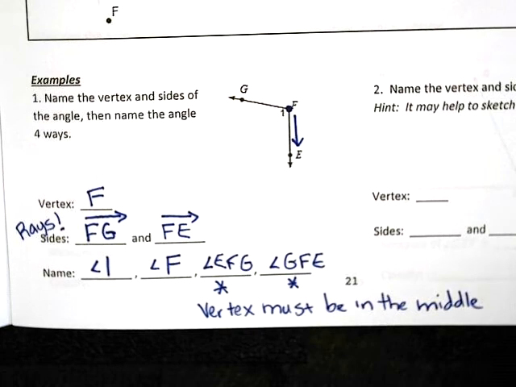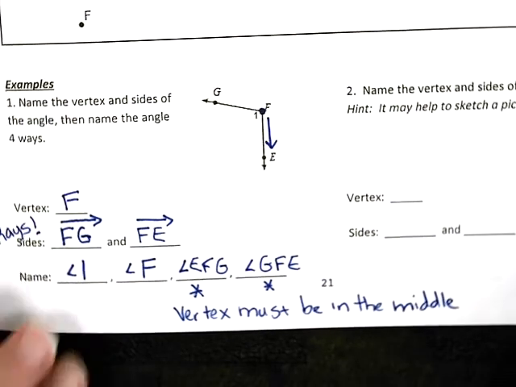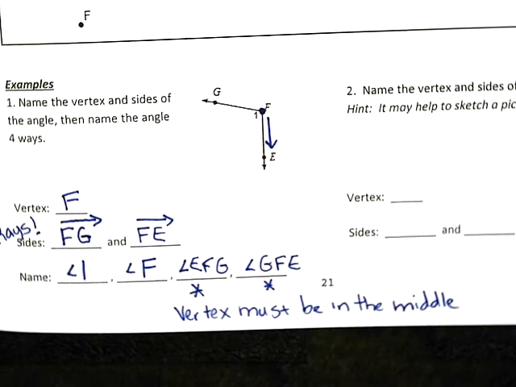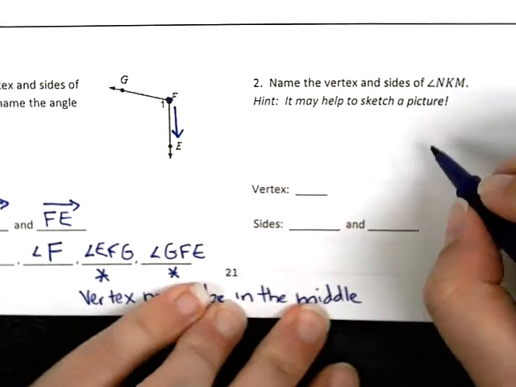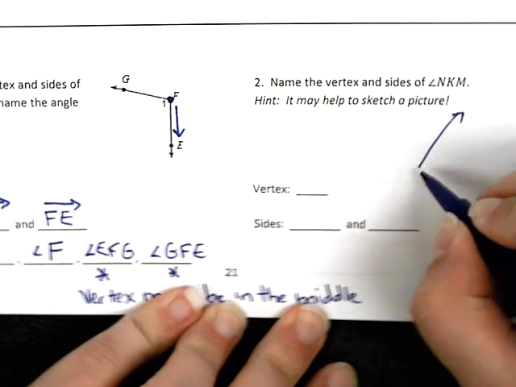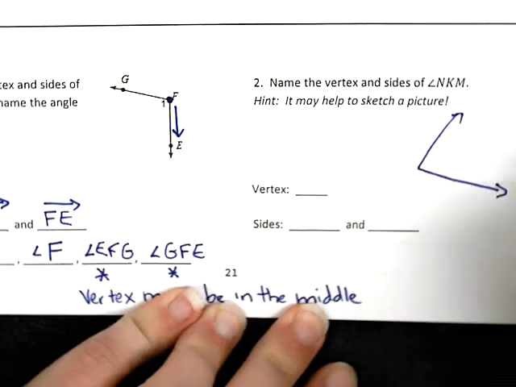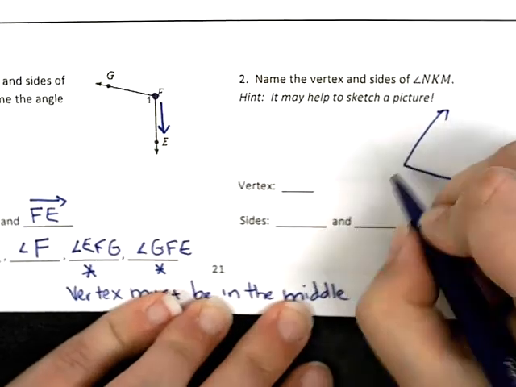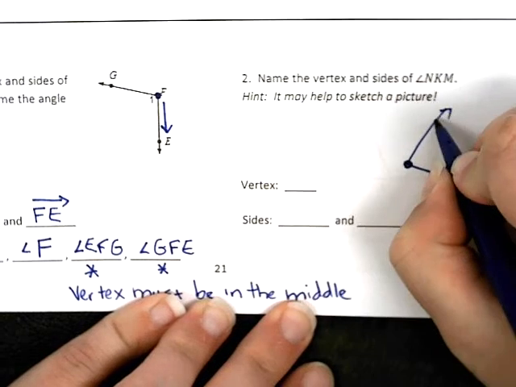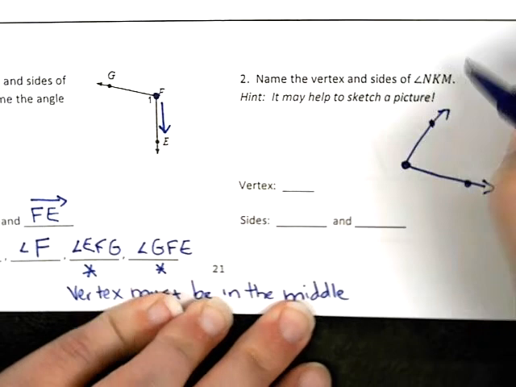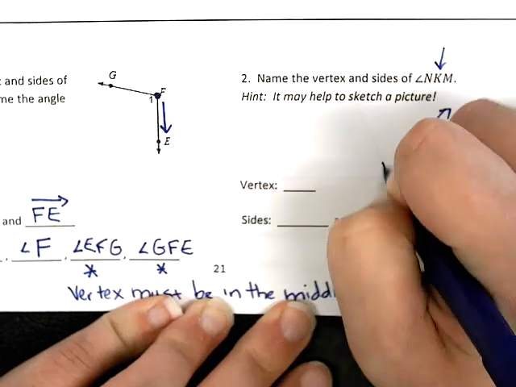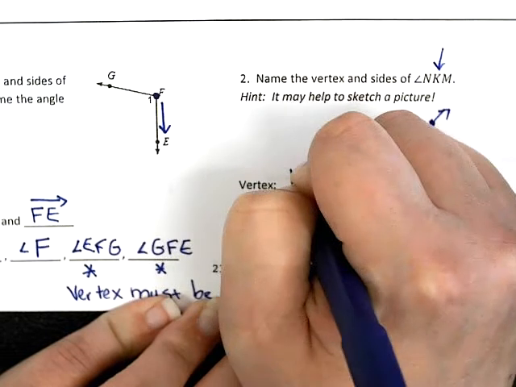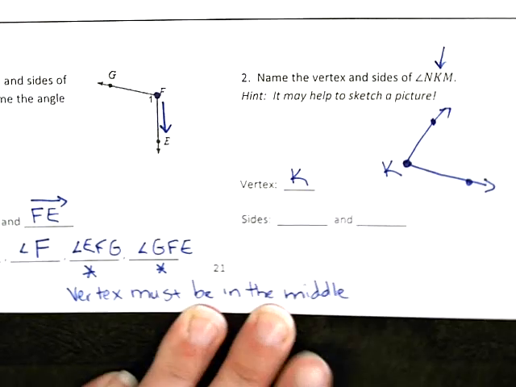All right, then we want to take a look at number 2. Name the vertex and sides of angle NKM. So the first thing we are going to want to do is follow this hint right here. We're going to want to actually draw a picture of it. So draw yourself an angle on your page. And we know that this common place that they meet is the vertex, right? Well, the vertex is going to be the one that's in the center. That's our vertex right there. All right, so point K is our vertex.